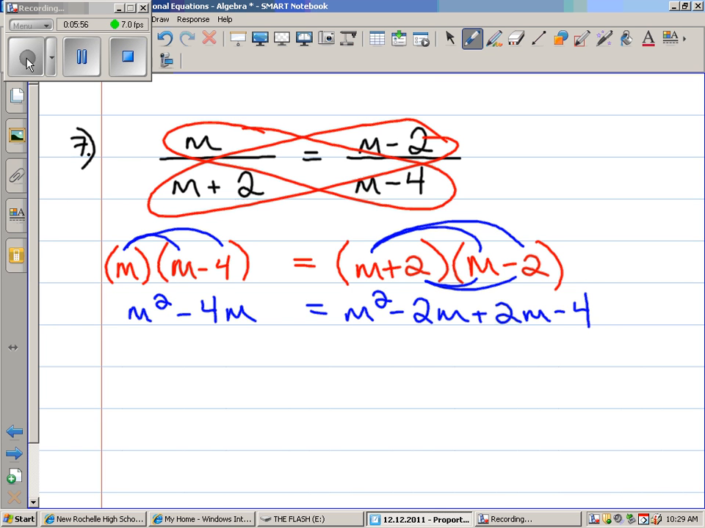Now take a look. We distributed. I just want you to see something. We're going to combine like terms, right? Make sure on both sides everything is combined and tightened up so that we finally get m squared. Negative 2m plus 2m, they both disappear, and here's what you got. That's a big move if you can get to there.